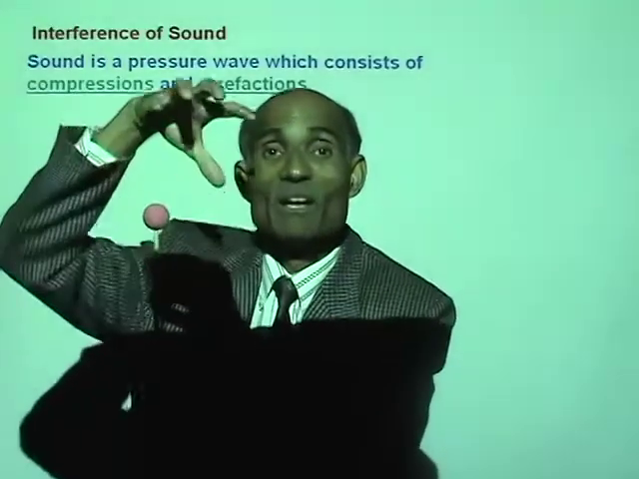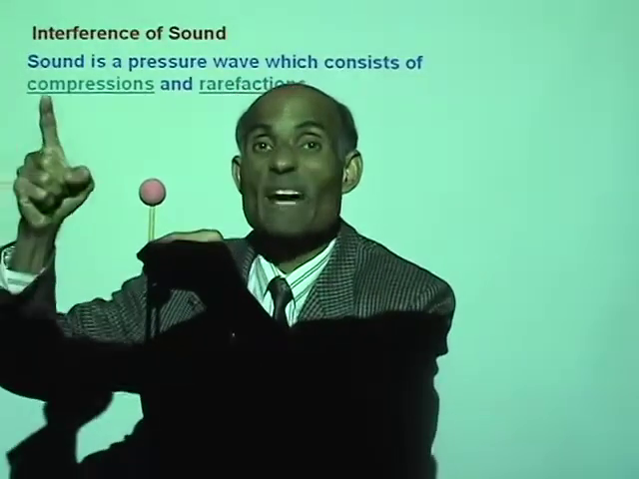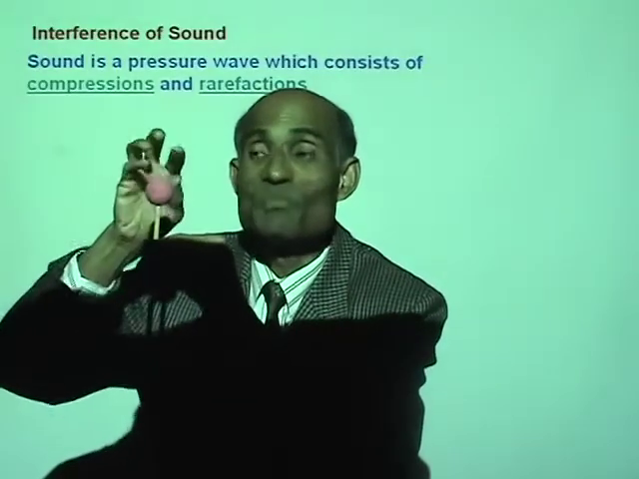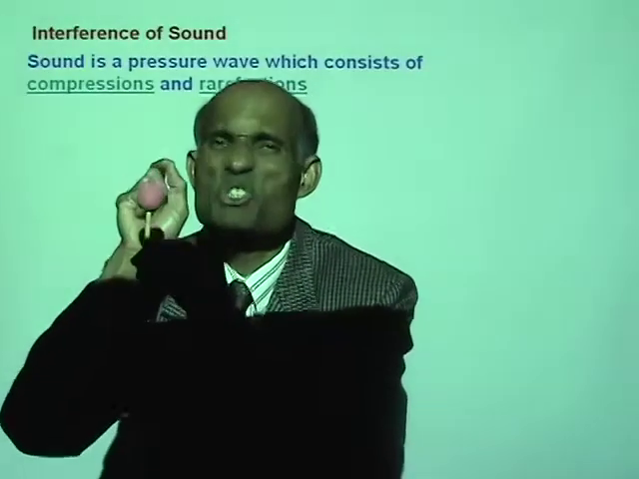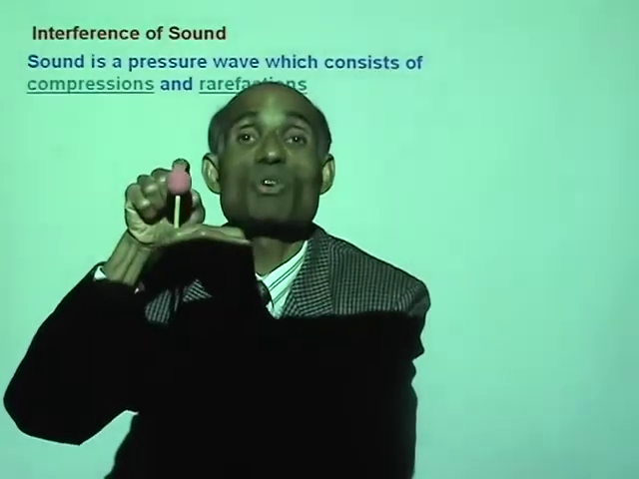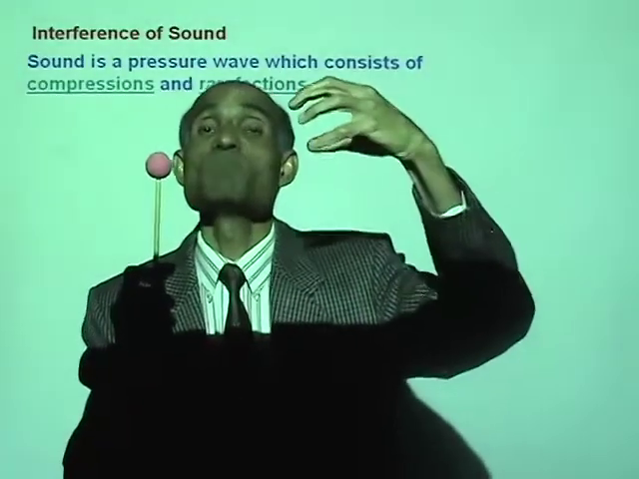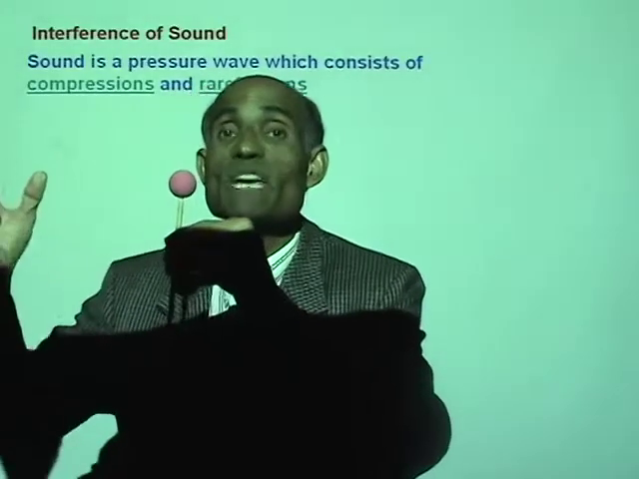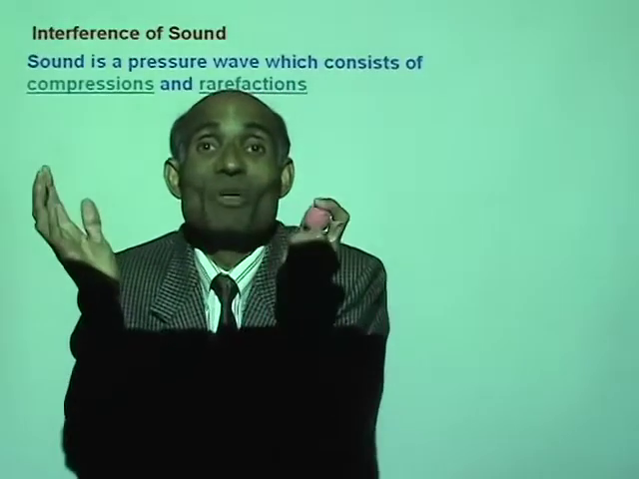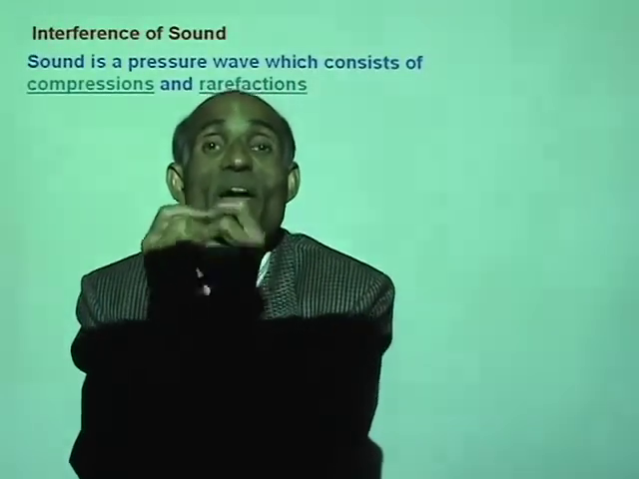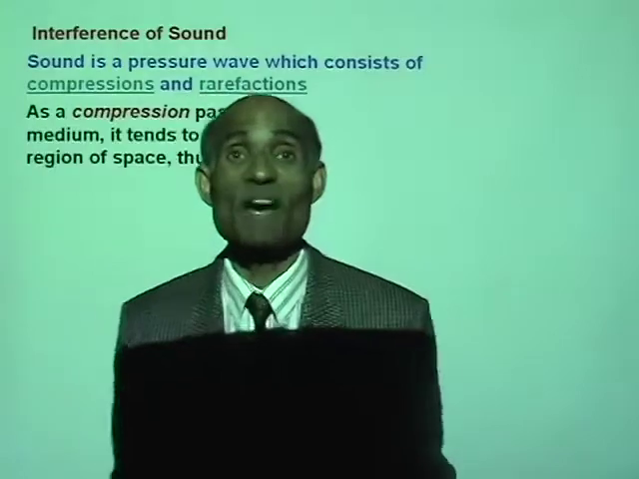If the compression of one wave falls on the rarefaction of another wave, this particle is forced to vibrate to the left and right at the same time. The particle will not vibrate. They will cancel each other. That means when a compression of one wave meets with the rarefaction of another wave, what will happen? Those two will cancel each other. There will be no wave. It's a very important and interesting phenomenon.